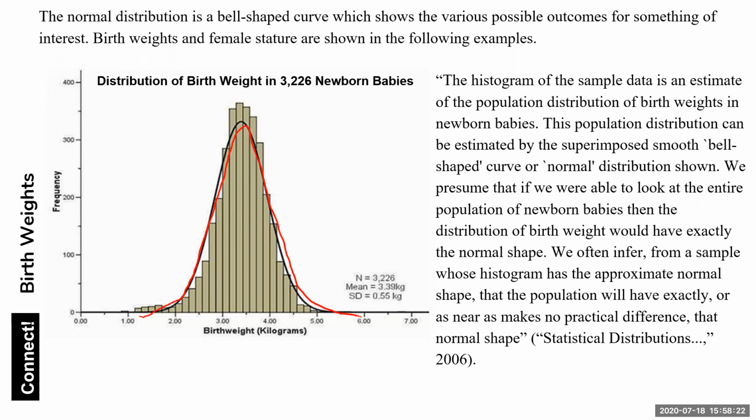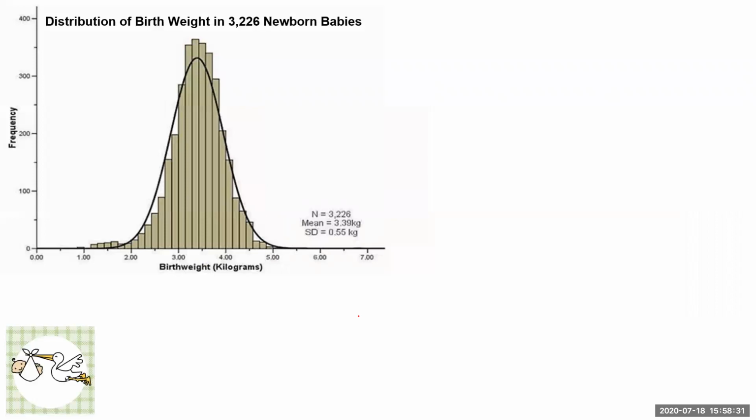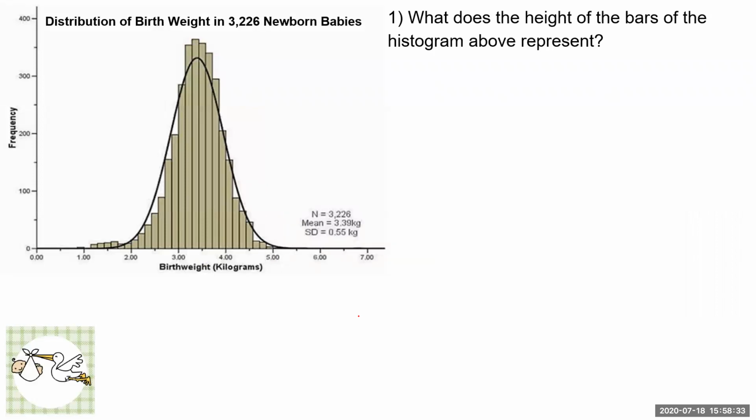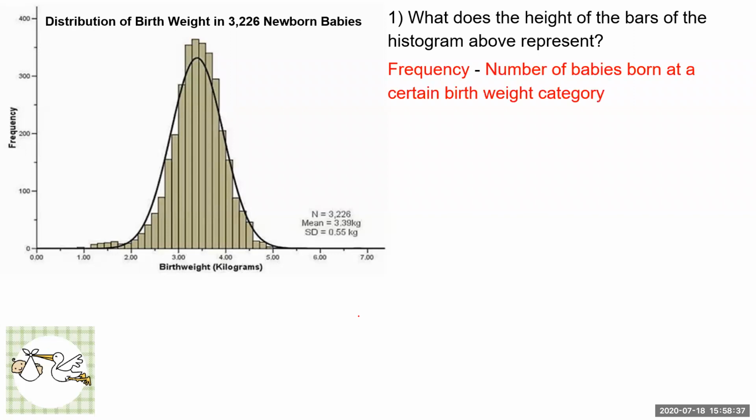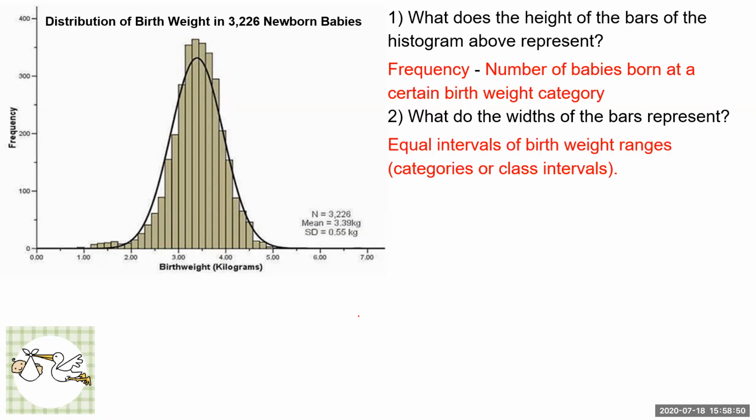So here, let's look at this. This is a real data set, a statistical distribution in 2006. Now, what does the height of the bars of the distribution represent? The bars represent frequencies, the number of babies born at a certain birth weight category. And what do the widths of the bars represent? Equal intervals of birth weight ranges, right?